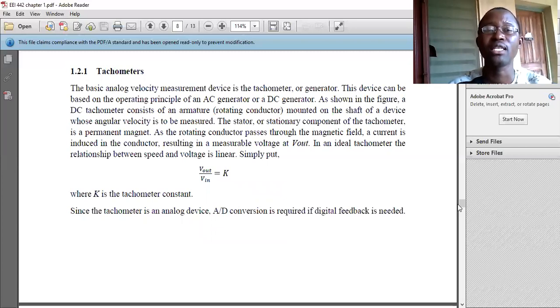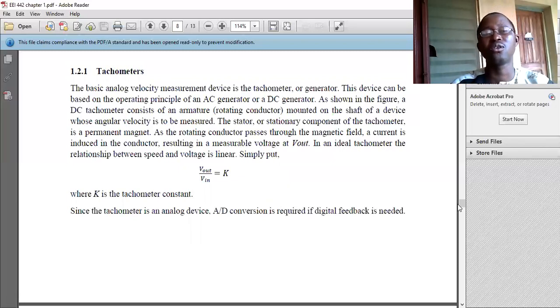The rotating conductor, that is the coil, is mounted on the shaft of the device whose angular velocity is going to be measured. So the measurand, the quantity you want to measure, will be the one moving at a particular speed. Then you mount the rotating conductor on it, rotating at that same speed, so that the EMF developed will be dependent on the speed of the measurand. So that is the way it operates.